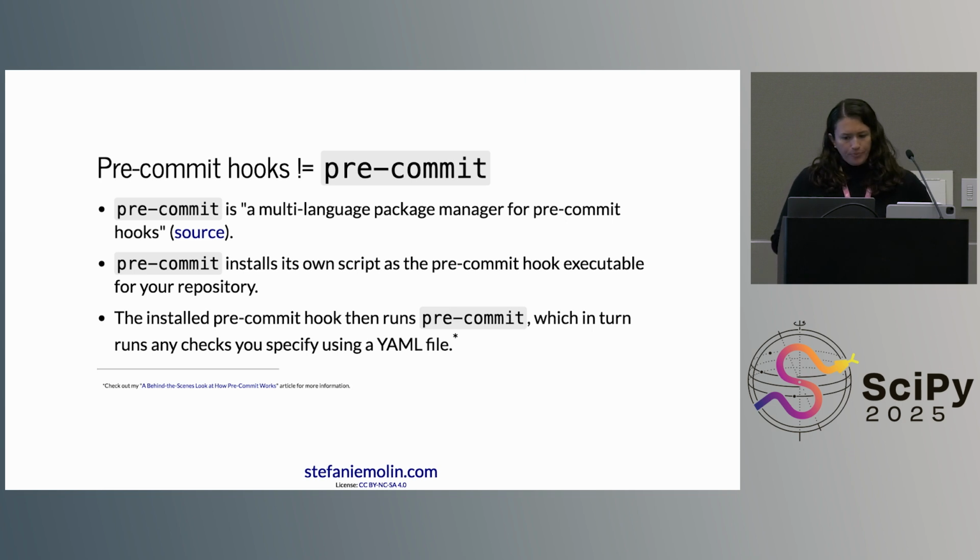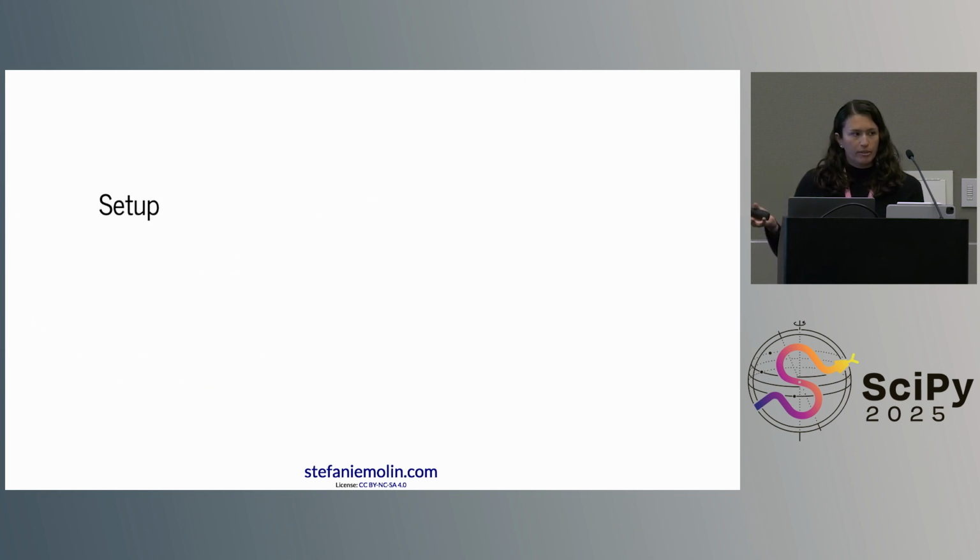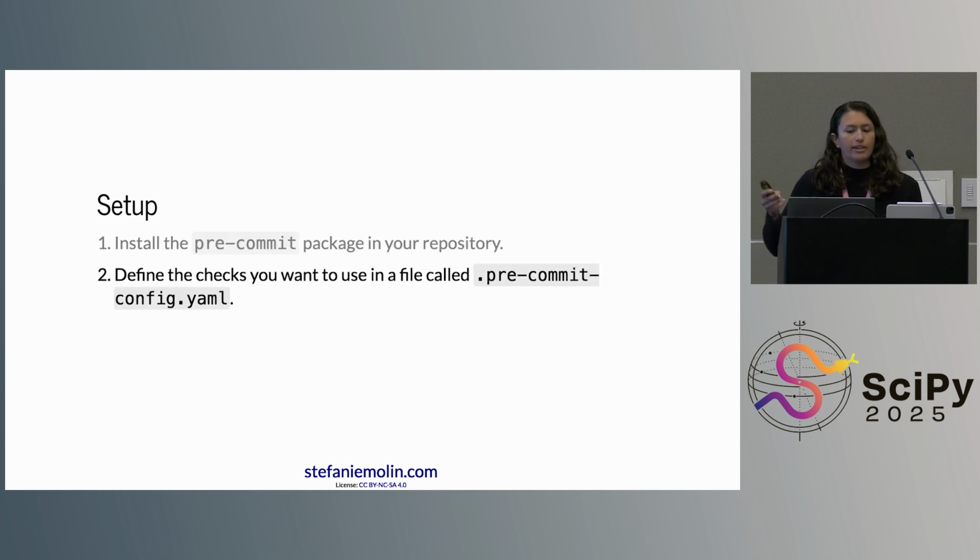Okay, so in order to start using pre-commit, you have to install this package in your repository. So it's just installing pre-commit. Then you would define the checks in a file that's going to be called .pre-commit-config.yaml. It doesn't have to be called that. You can call it whatever you want, really. But then you have an extra step of telling pre-commit where the file is, and that's most of the time not worth it. And we will just show it with that standard name.